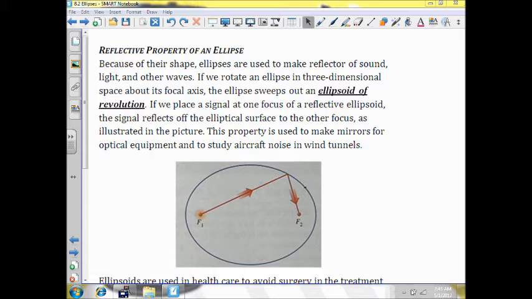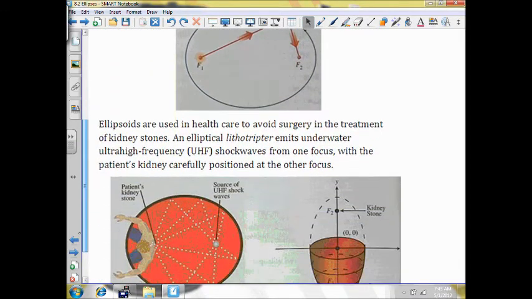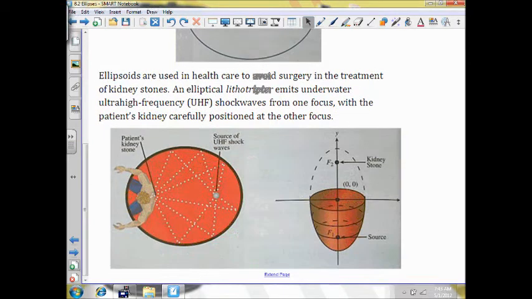This property is used to make mirrors for optical equipment and to study aircraft noise and wind tunnels. Now, they're also used in healthcare to avoid surgery in the treatment of kidney stones. I'm sure you all know somebody with kidney stones. This is one possible treatment.